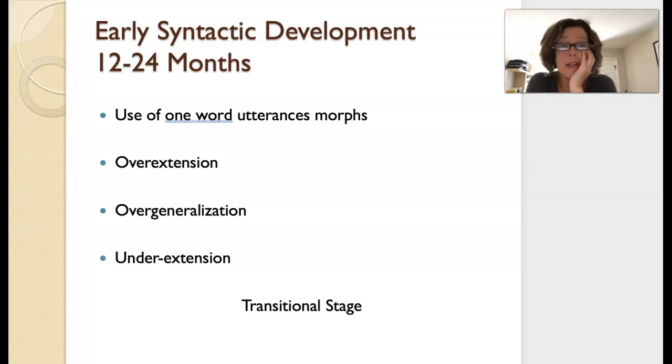Basically, in this 12-month range they start to use one-word utterances. So they start to be able to say milk, cookie, cat. Most of the words that they use are nouns because they can actually point to them. Milk, cookie. More abstract things like love, you can't really point to that. So those will come later.